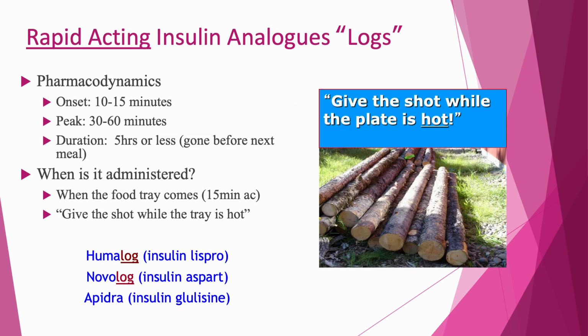Our first type of insulins are the rapid-acting insulin analogs. These are the logs, so you want to give these while the plate is hot. Give these right away, because the onset is within 10 to 15 minutes. This insulin is going to start acting and lowering the blood sugar. It's going to peak in about 30 to 60 minutes, and it's going to last about 5 hours. So give this right before the tray comes, or the tray should already be at the bedside ready for the patient to eat. And if they're not going to eat, then you really should hold this medication.